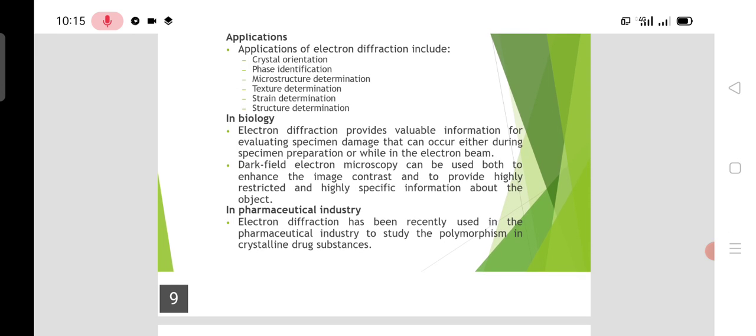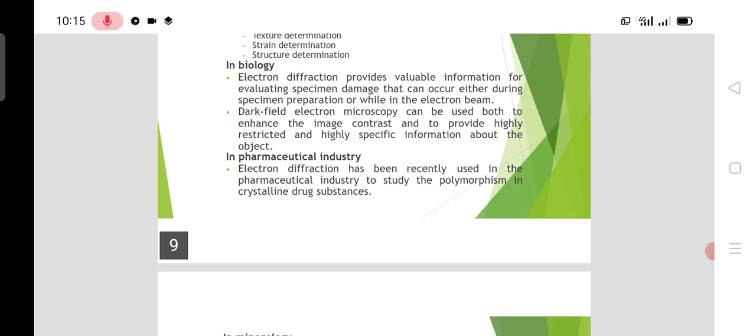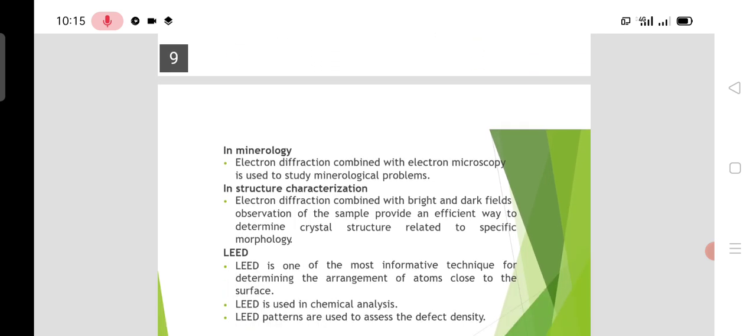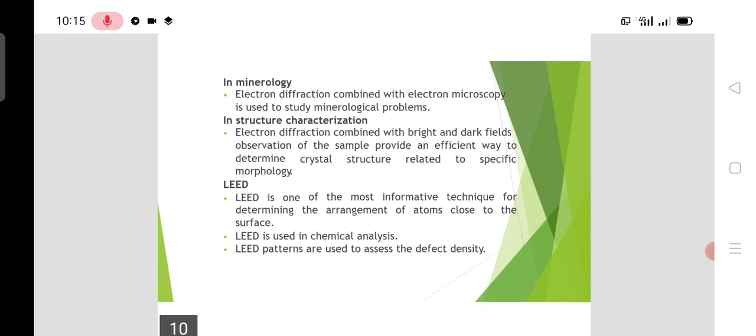In the pharmaceutical industry, electron diffraction has recently been used to study polymorphism in crystalline substances. In mineralogy, electron diffraction combined with electron microscopy is used to study mineralogical problems. In structure characterization, electron diffraction combined with bright and dark field observations of the sample provides an efficient way to determine crystal structure related to specific morphology.